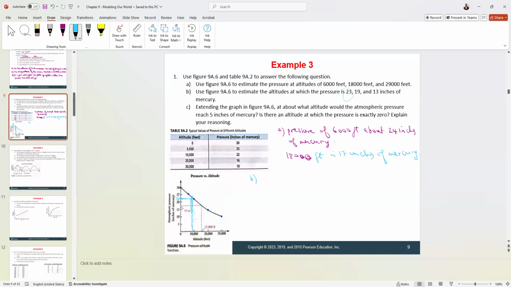For part B, the altitude is about 8,000. For 23, I'm going to say, for 22 inches of mercury, what is the altitude? It is about 8,000 feet. Well, that's what I can see. I can see the 1,000 feet.